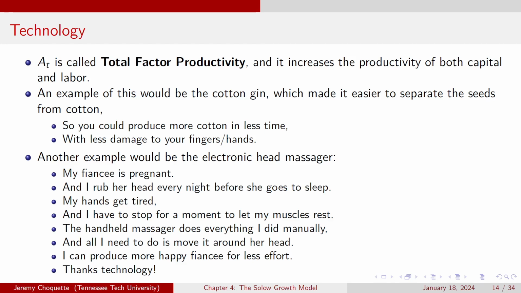So I kind of use it for that example, so don't read too much into it beyond that. But another example of a technology increase of some sort would be the electronic head massager.